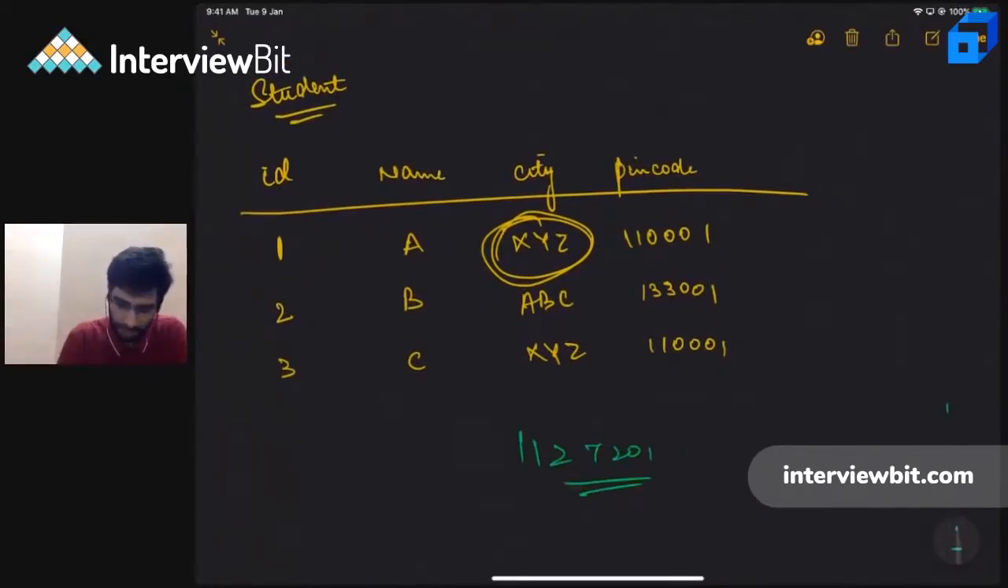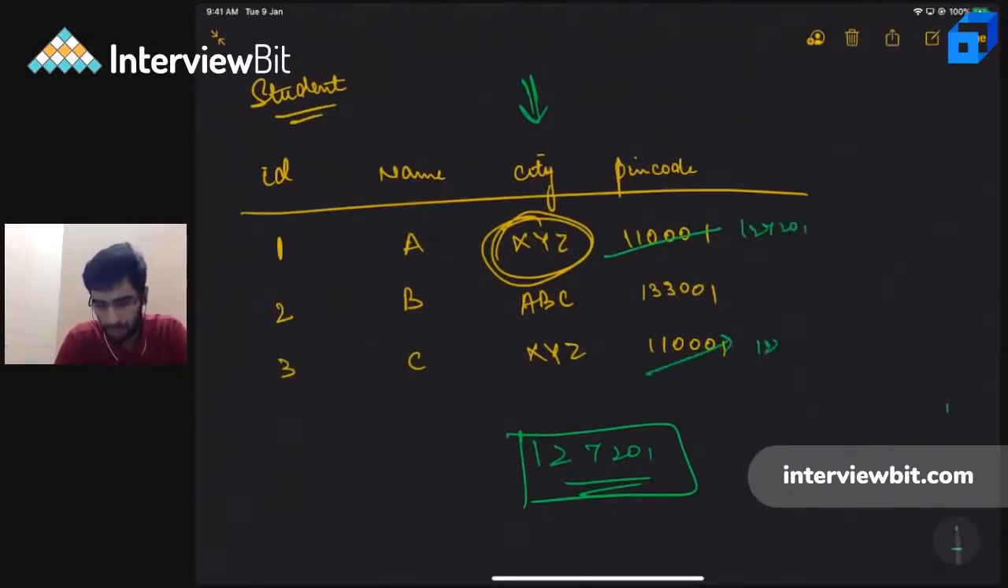Now, if this happens, you will have to go to this student table, and everywhere 110001 is there, you have to change it to 127201, and 127201, and all those places, which is a very bad design, right?